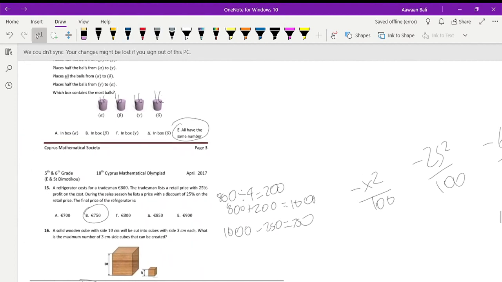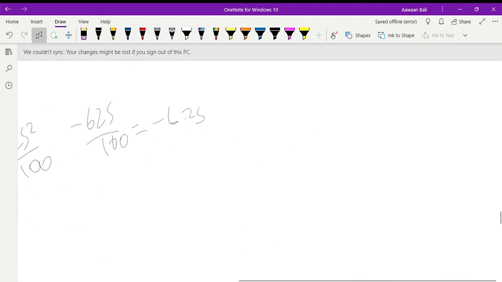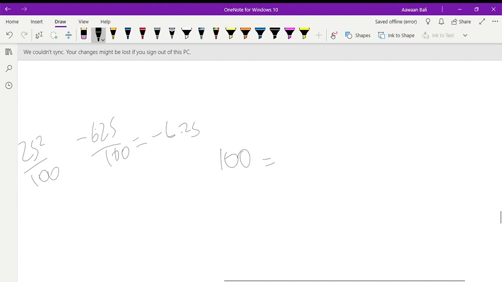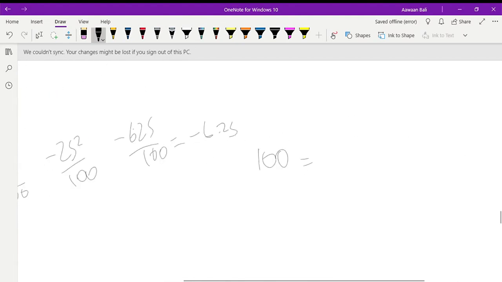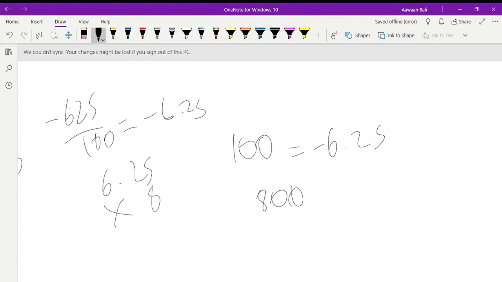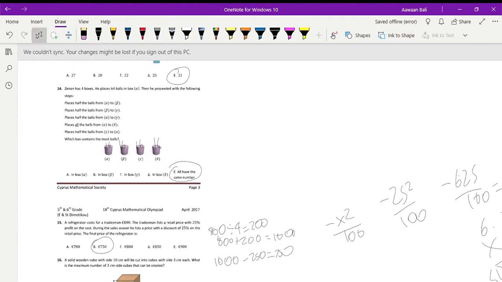Now we know basically that €100 gets a discount of €6.25. Then you multiply by 8. So 6.25 times 8 is 50. So 800 would have a €50 discount.